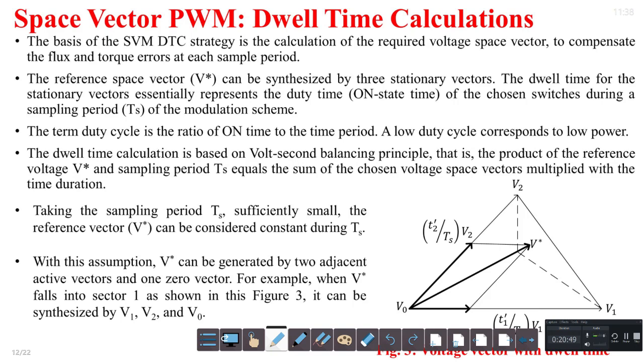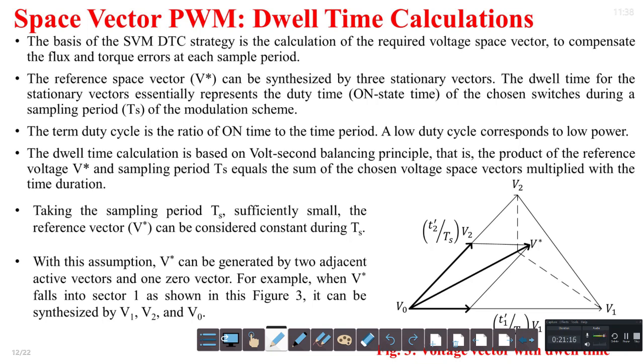So, let us discuss in more detail about space vector PWM implementation and corresponding dwell time calculations. The basis of the space vector modulation DTC strategy is the calculation of the required voltage space vector to compensate the flux and torque errors at each sample period. The reference space vector V star can be synthesized by 3 stationary vectors.